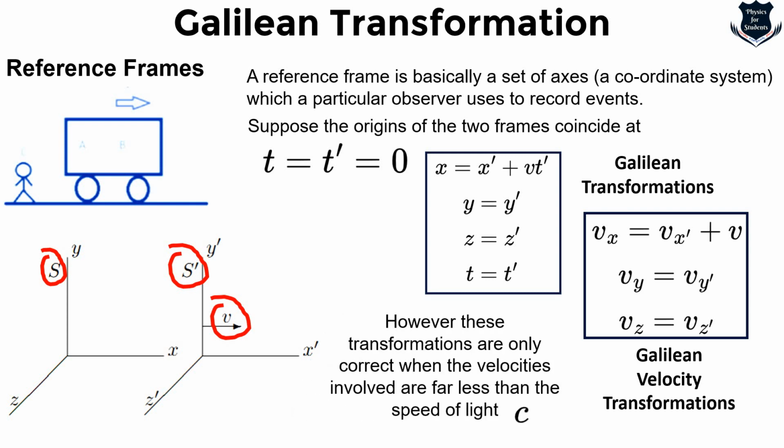But let us remember one thing: these transformations are only correct when we are taking velocities which are far lesser and not moving close to the velocity of light. So this is a very important point: we consider the Galilean transformation which involves velocities less than the speed of light.